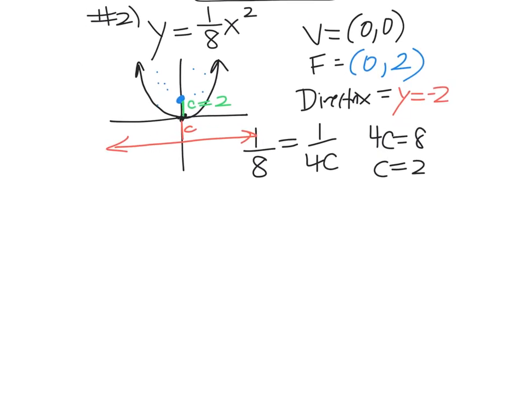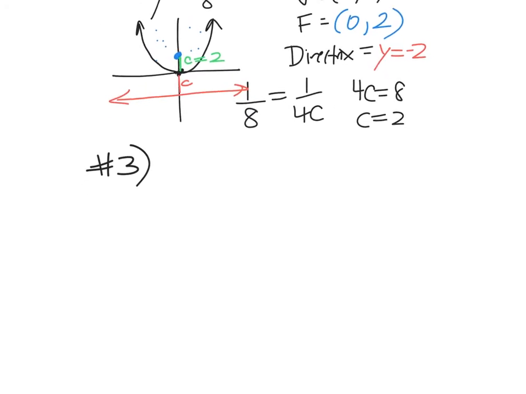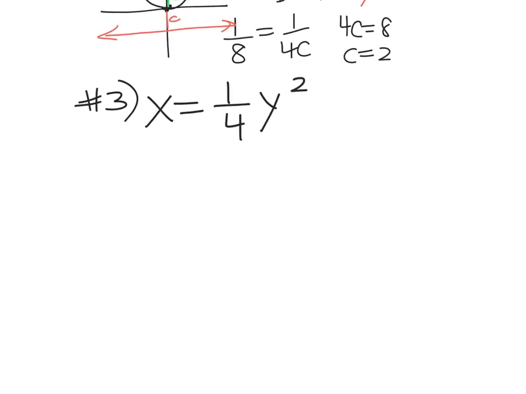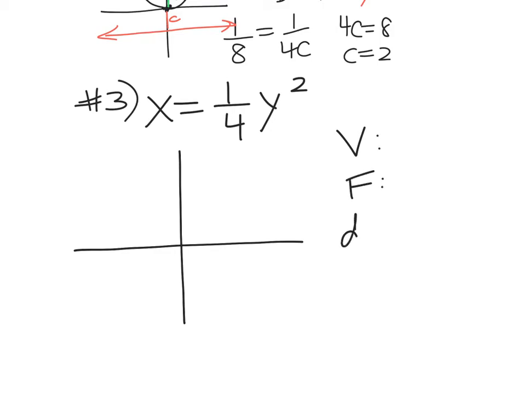All right, let's do a side-to-side one. Number 3. Let's do x equals 1/4 y squared. Do you see the difference already? Yeah. Instead of y equals, it's x equals. Whenever y is squared in one of these equations, you're not going to get a function, because 2 outputs are coming out instead of 1. Okay, so here we go. Same exact stuff. We're going to find the vertex, the focus, and the directrix line.